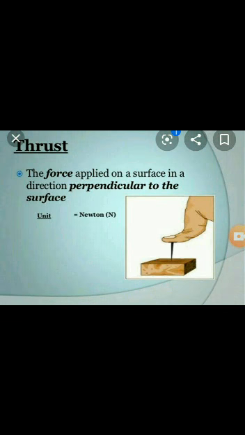First of all, what is thrust? Students, a force applied on a surface in a direction perpendicular to the surface is known as thrust. In other words, those forces which act perpendicular to the surface are known as thrust.